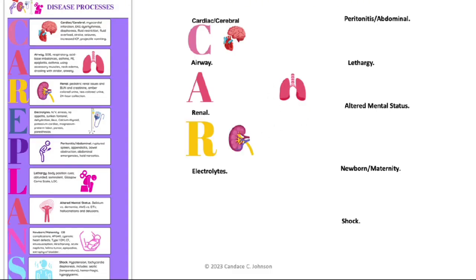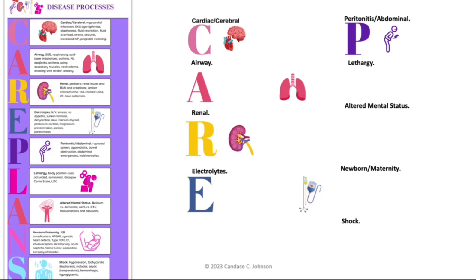The R is for renal. All right, renal stands for kidneys, and we're going to talk a little bit about those emergencies connected to the kidneys. E is for electrolytes, because there are electrolytes of choice that come up on the NCLEX, and I want you to know what they are. I also want you to know how to associate a particular electrolyte with a particular type of problem or disease process. P is for peritonitis or abdominal.